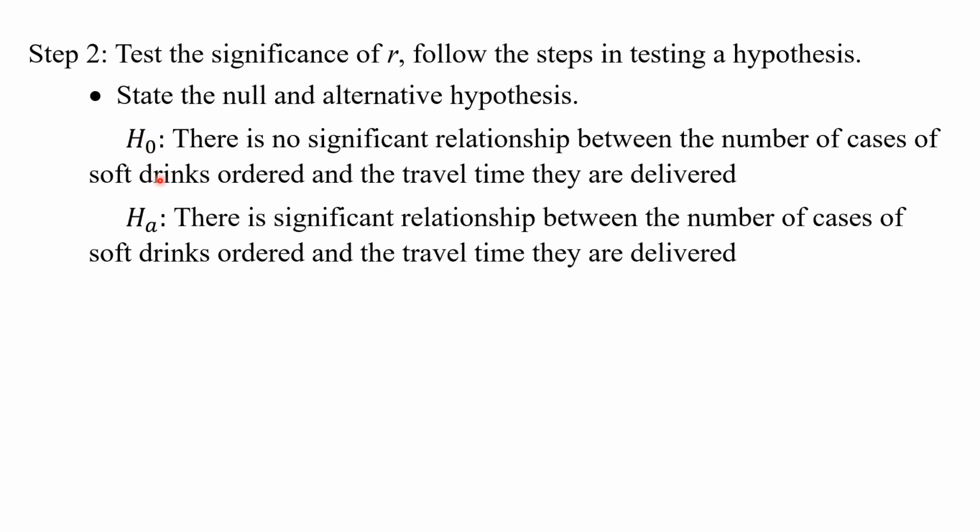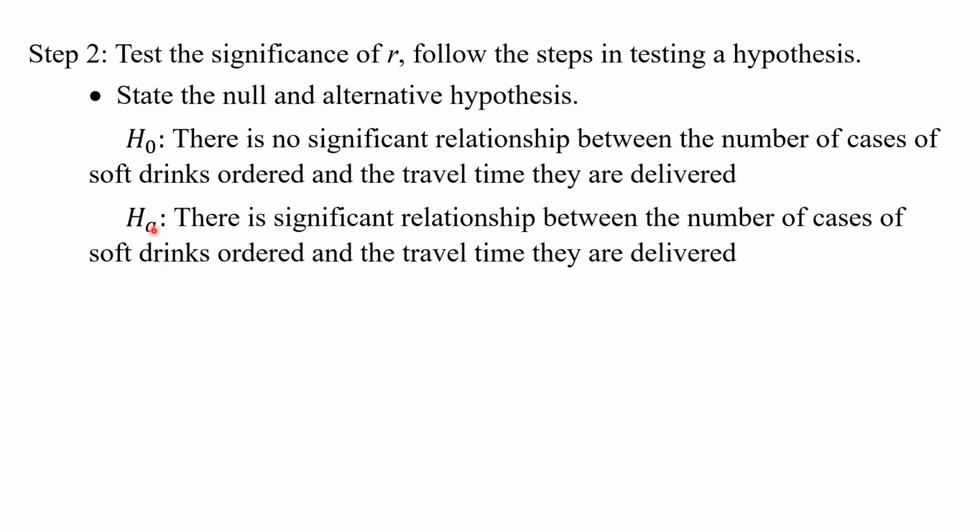Okay, so konting review lang. So pag sinabi natin null hypothesis, meaning there is no significant relationship between the two variables. Pag sinabi naman natin alternative hypothesis or yung HA, there is a significant relationship between the two variables. So, kaya yung null hypothesis natin dyan, there is no significant relationship between the number of cases of soft drinks ordered and the travel time they are delivered. Okay, so wala daw silang relasyon yung dalawang variable na yun.